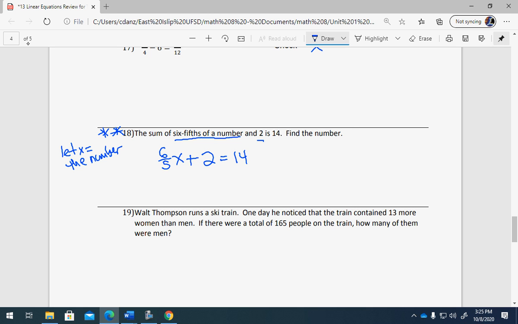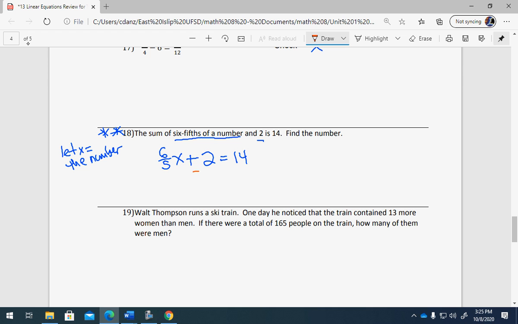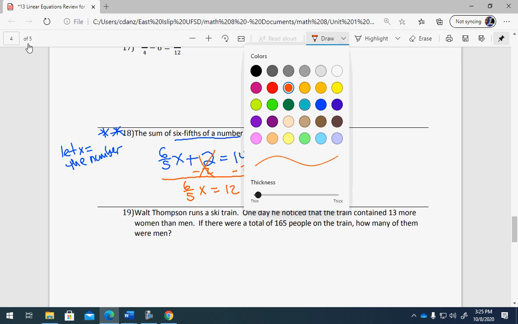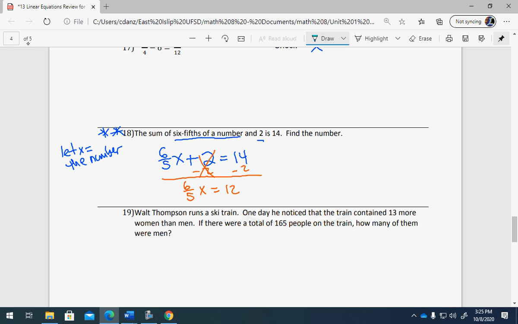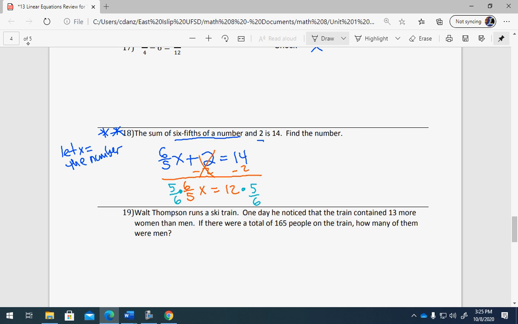And you know what? I will solve this one with you just to remind you about those fractional coefficients. I would subtract 2 from both sides. And now we have 6/5 x equals 12. And now when you have a fractional coefficient, I want you to multiply both sides by the reciprocal. Remember, with the equations, whatever you do to one side, you have to do to the other. And if your coefficient is a fraction, the best way of doing it is multiplying by the reciprocal.